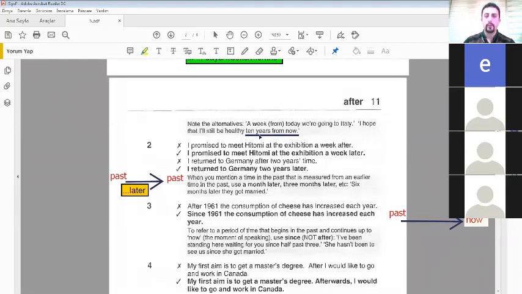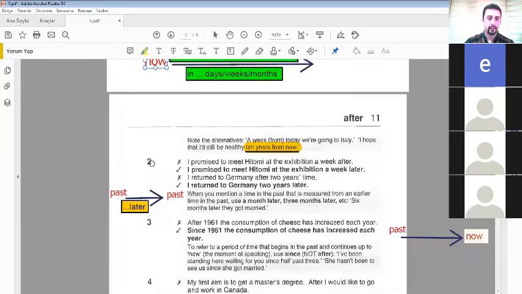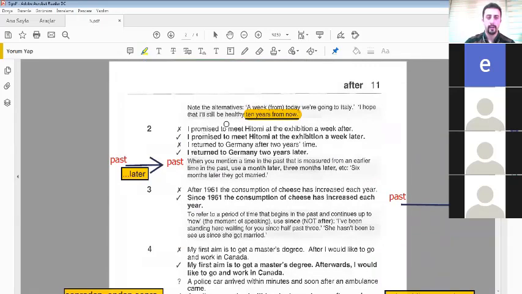So note the alternatives. A week from today, we're going to Italy. I hope that I'll still be healthy 10 years from now. So again, it's the beginning from now to future. Thank you. So after number 2, who wants to read this part?